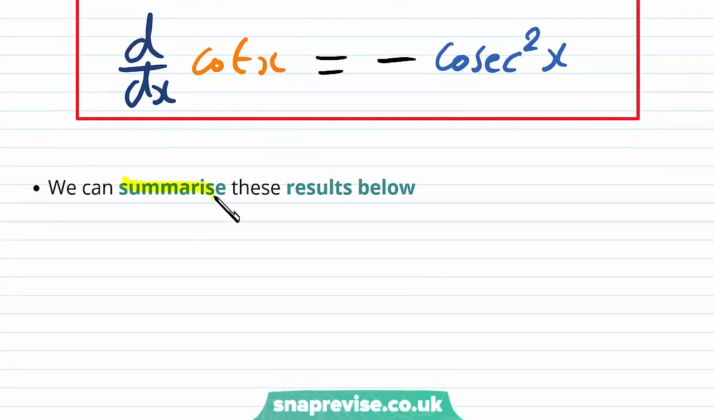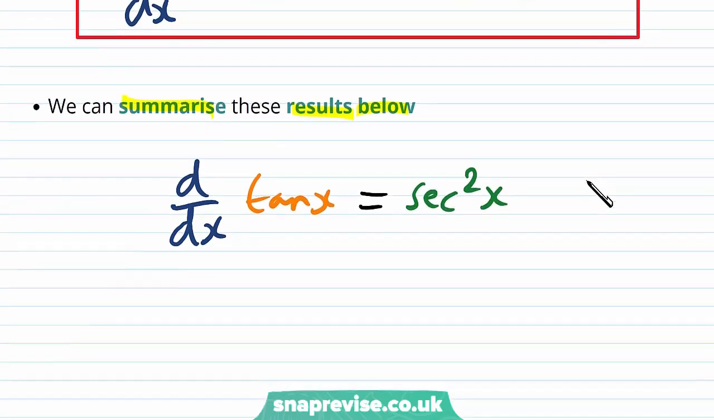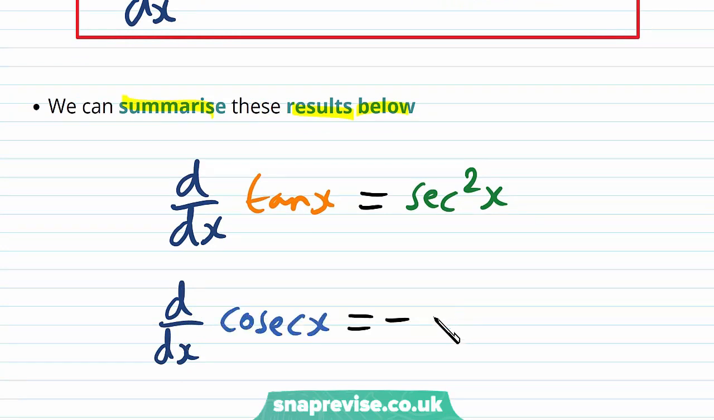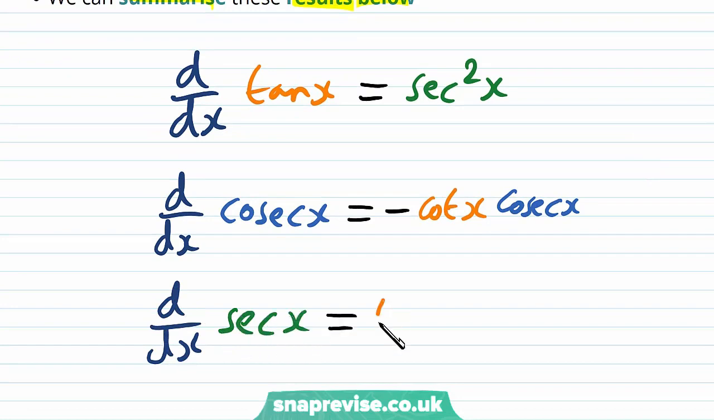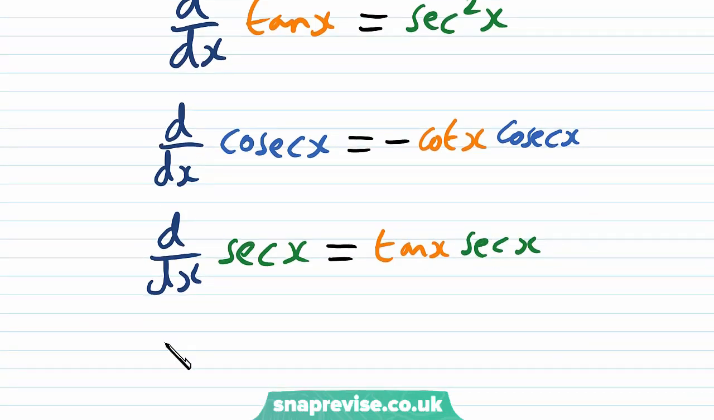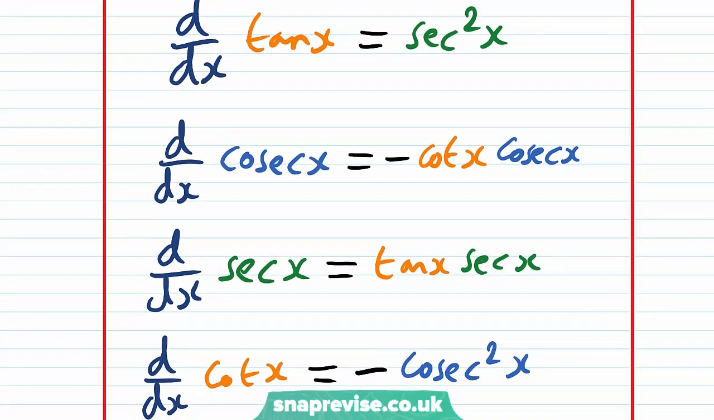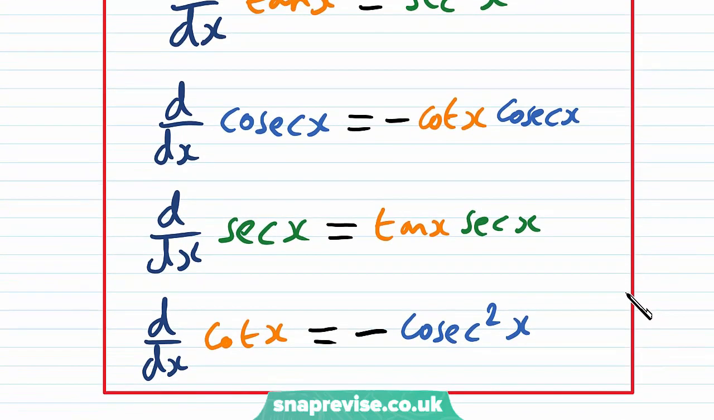We can summarize all of our results below. Firstly, we showed that the derivative of tan of x was equal to sec squared of x. Then we showed that the derivative of the cosec of x was equal to minus cot of x multiplied by cosec of x. And then we showed that the derivative of sec of x was equal to tan of x multiplied by sec of x. And then finally, we just showed that the derivative of cot of x is equal to minus cosec squared of x. These are the 4 results that we just showed.